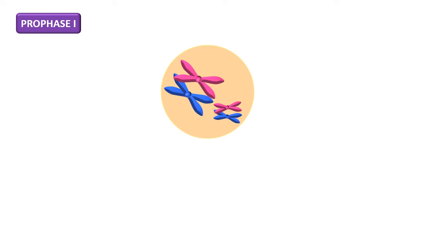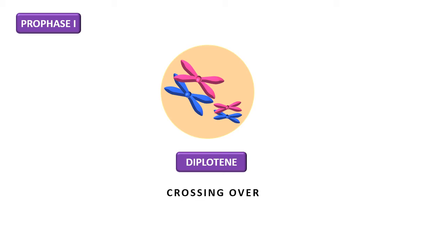In the next phase called diplothene, the non-sister chromatids of a homologous pair overlap. This process called crossing over is the exchange of genetic material between members of a homologous pair, which will eventually lead to variation of traits.